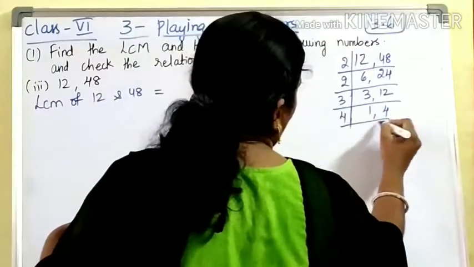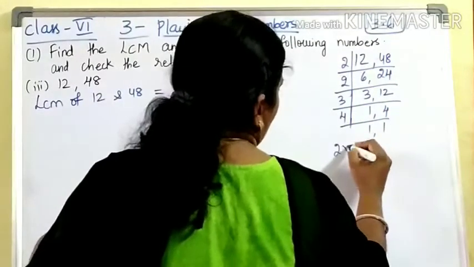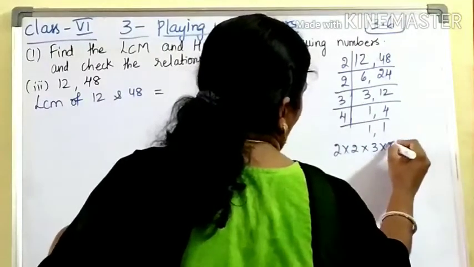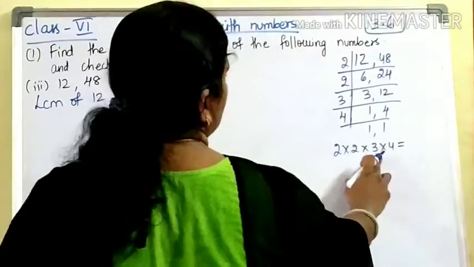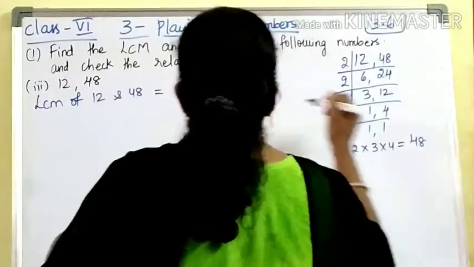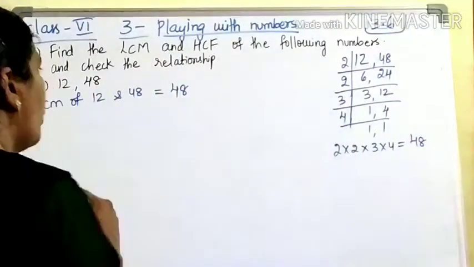4, if you take, 1 and 1. So 2 into 2 into 3 into 4. How much are you going to get? 2 twos are 4, 4 threes are 12, 12 fours are 48. So the LCM you got is 48.